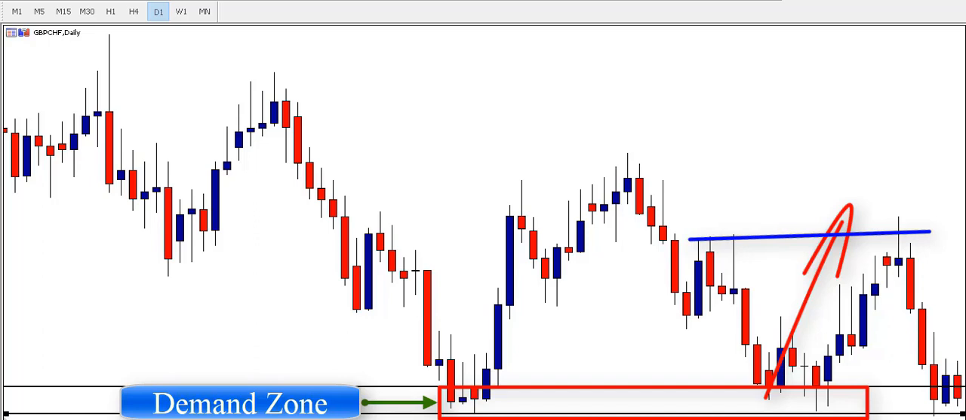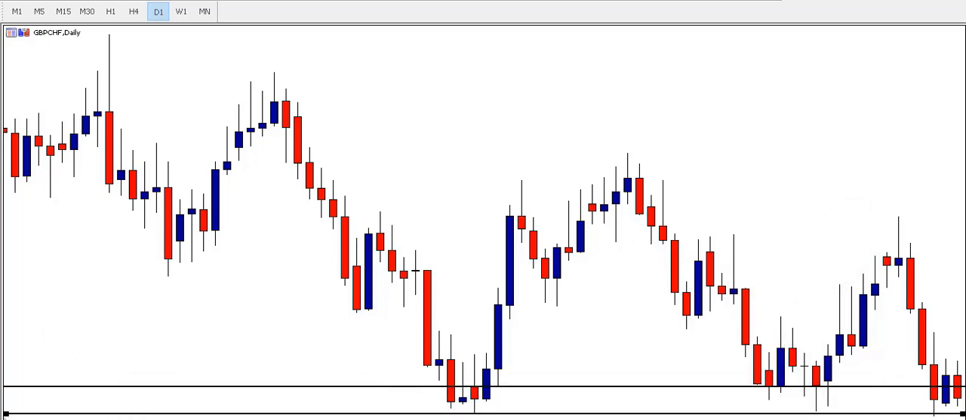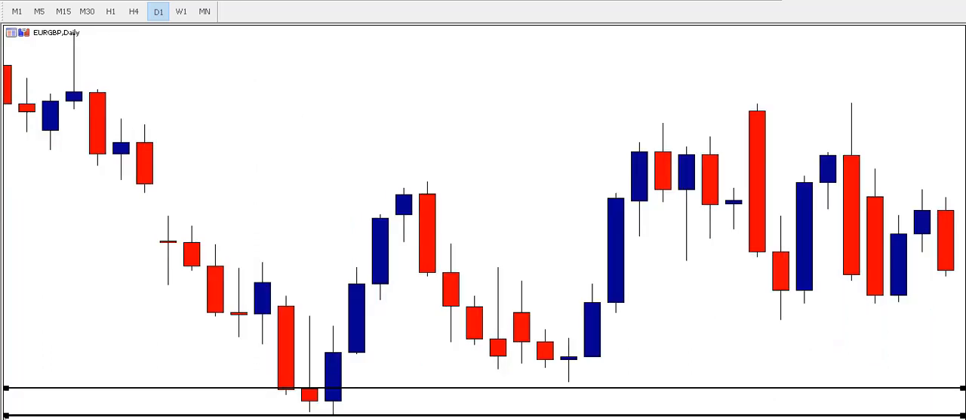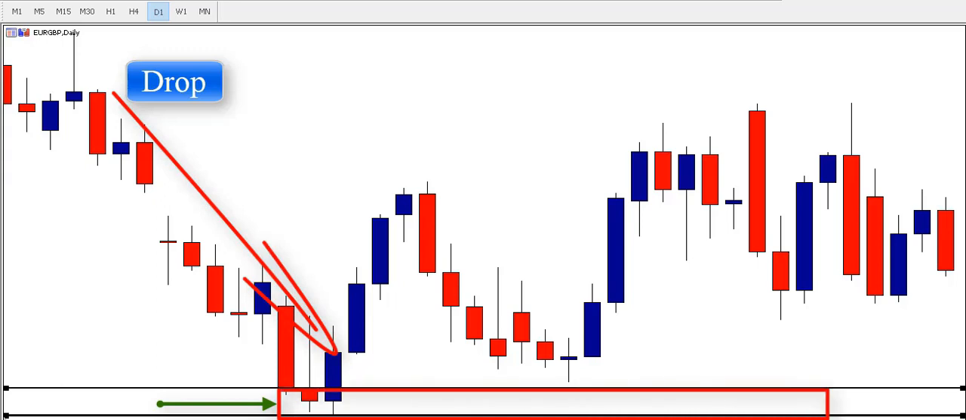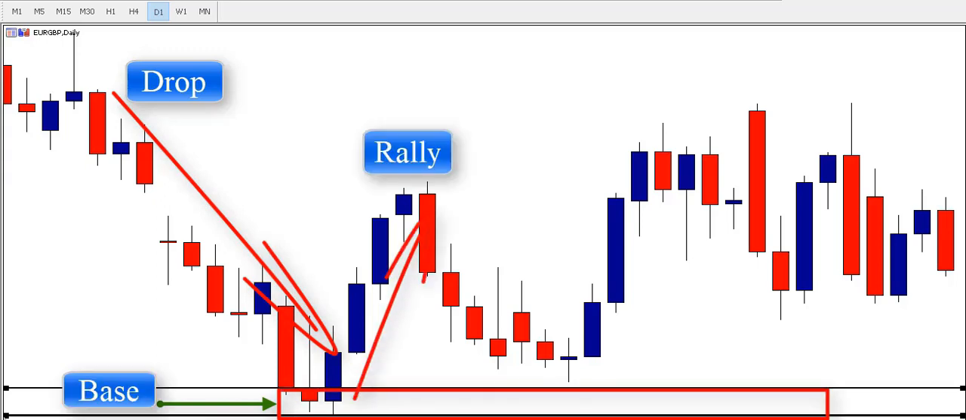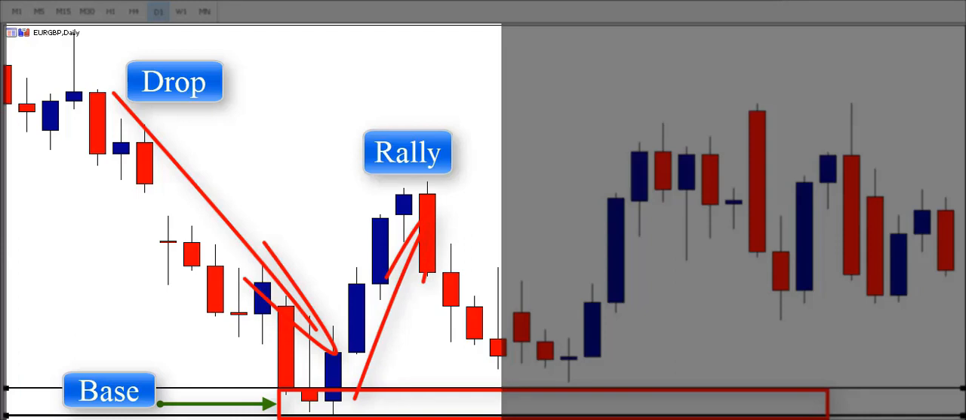We will talk about trading strategies in future lessons. Now just focus on how to identify the patterns. Let me give you another example. This is another drop-base-rally demand zone pattern. As you can see in this daily chart, we have a drop, base, and a rally. You should know that sometimes we can find only one candle that forms the base, as in this example.